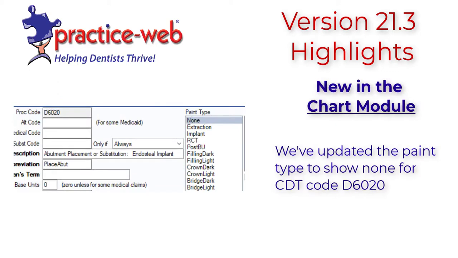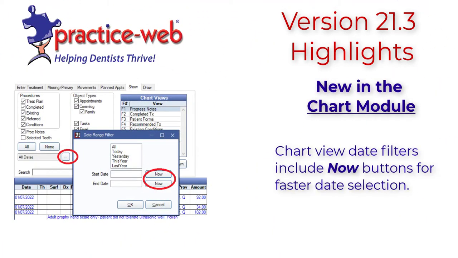In the Chart module, the paint type for new implant abutments is now set as None instead of Implant. The Chart View Date filters now include buttons to quickly insert the date.